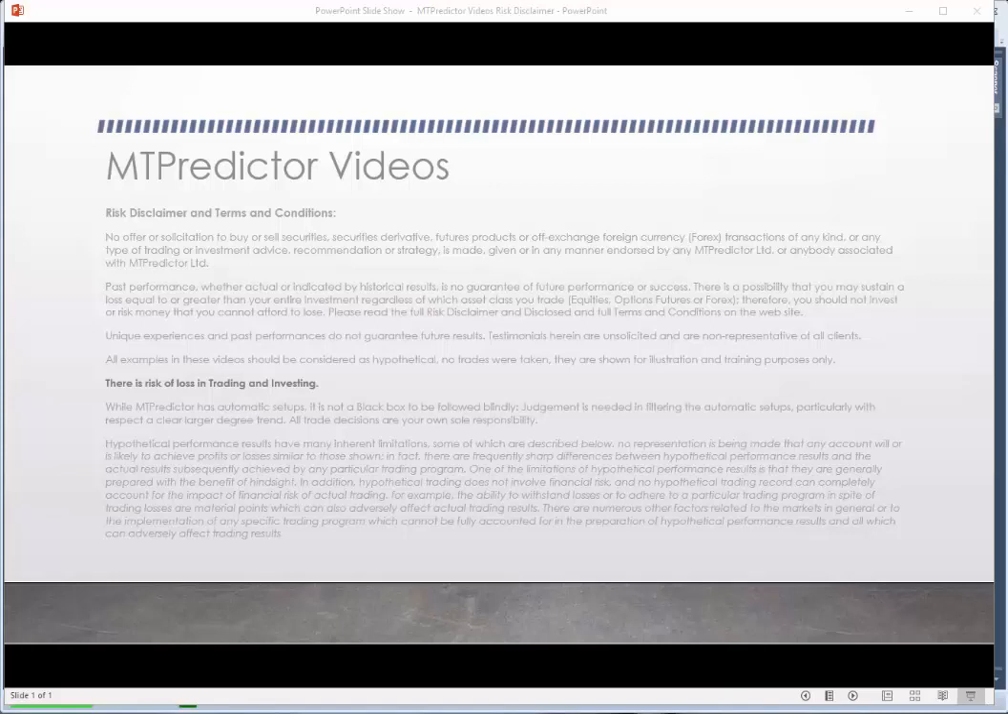In today's MTPredictor video, I'd like to have a look again at using multi-time frame analysis, this time on the BankNifty over there in India. But first we have to look at our risk disclaimer.